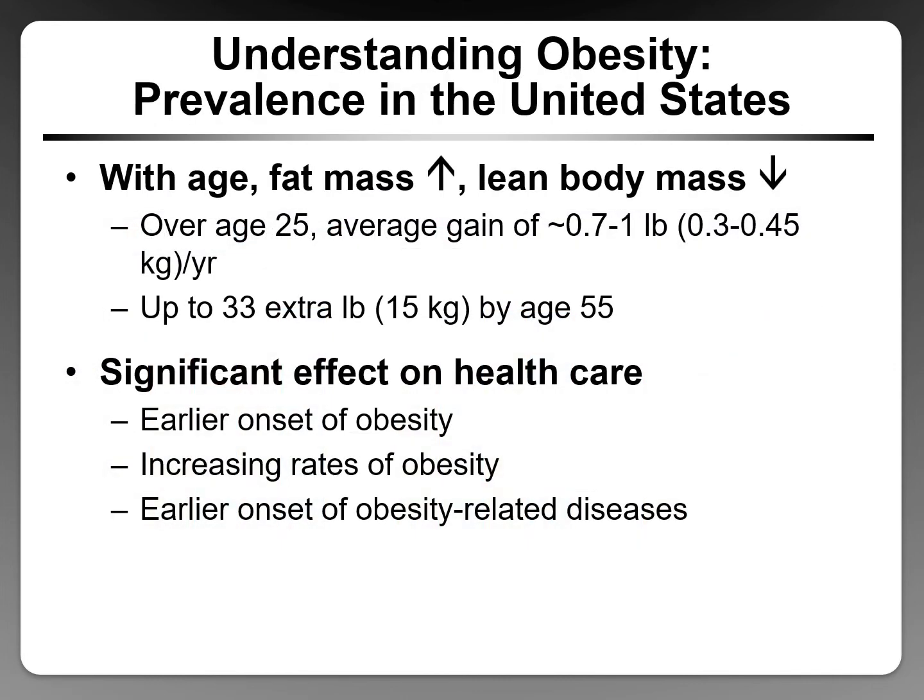With age, you can expect an increase in fat mass and a decrease in lean body mass. So over the age of 25, the average gain of weight is around 1 pound per year.